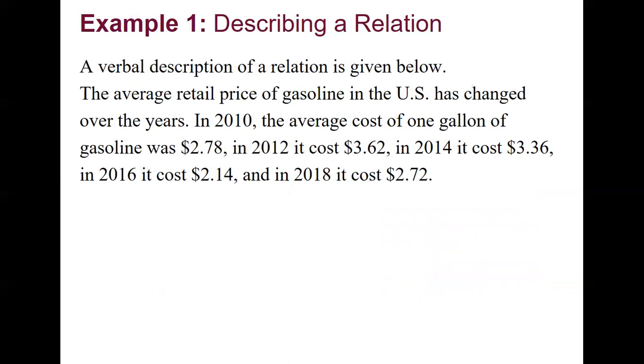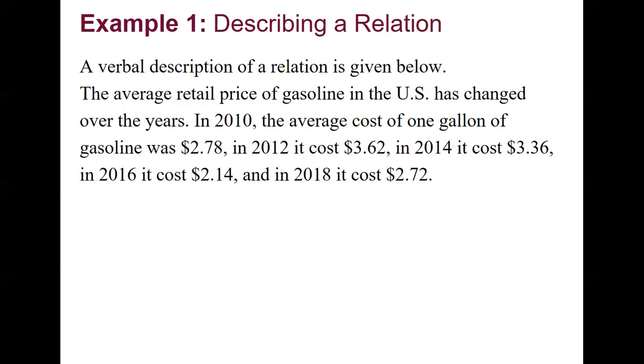So the average retail price of gasoline in the US has changed over the years. In 2010, the average cost of 1 gallon of gasoline was $2.78. In 2012, it cost $3.62. In 2014, it cost $3.36. In 2016, it cost $2.14. And then in 2018, we started going back up and it was $2.72.